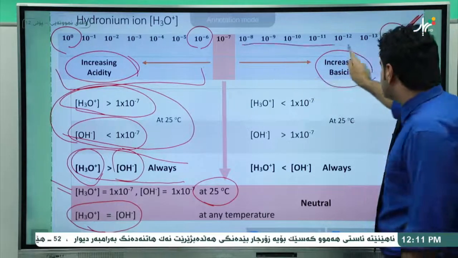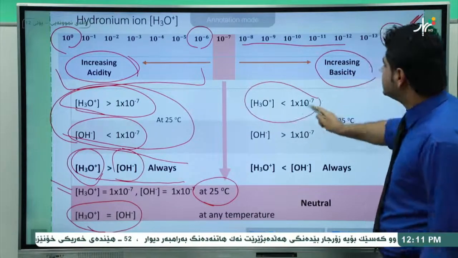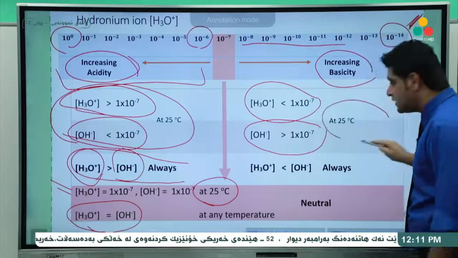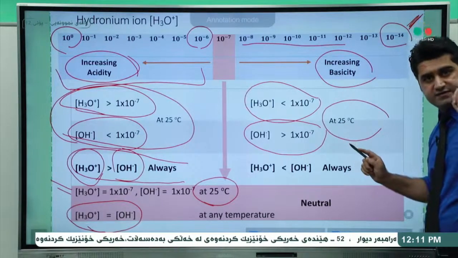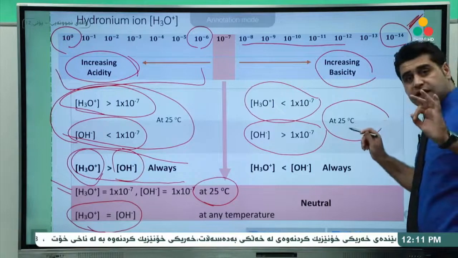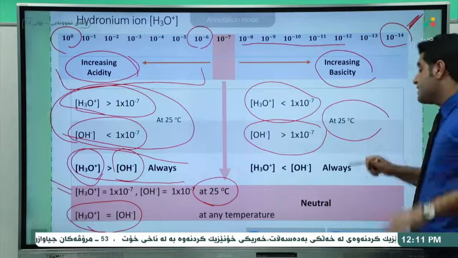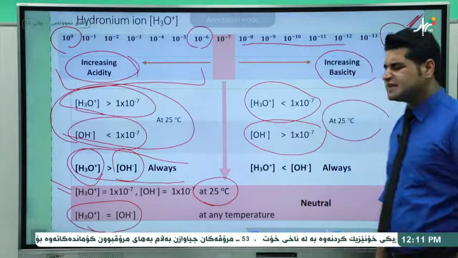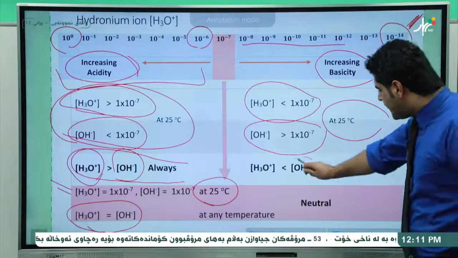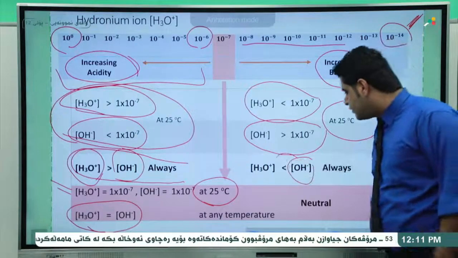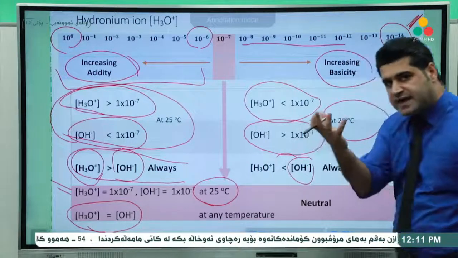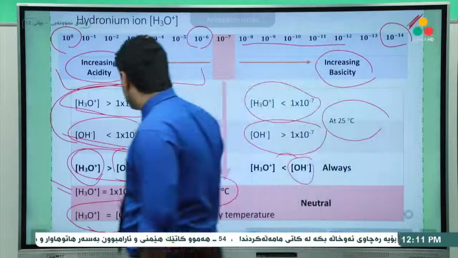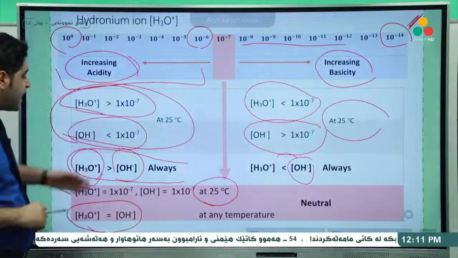In here we have H3O smaller than 10 to the negative 7, OH bigger than 10 to the negative 7. It's true at 25 Celsius degree, always. This is only at 25 degrees Celsius. This is always true at 25 Celsius degree, doesn't matter. So OH is always bigger than H3O if we get a basic aqueous solution, but in acid solution, H3O is always bigger than OH.